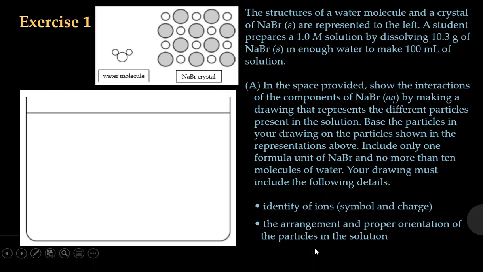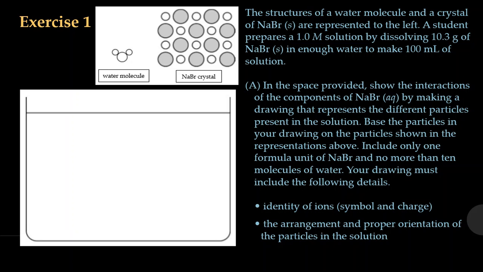So for instance, this was a free response question. I altered it a little bit to be a different ionic compound, but this was a free response question, I think from like 2014 or 2015. So they give you these stipulations here. The structures of water and crystal sodium bromide are represented to the left. A student prepares 1 molar solution by dissolving 10.3 grams of the sodium bromide in enough water to make 100 milliliters of solution. So the A part of this had to do with the drawing.